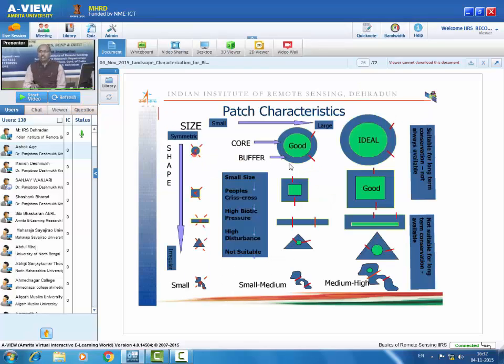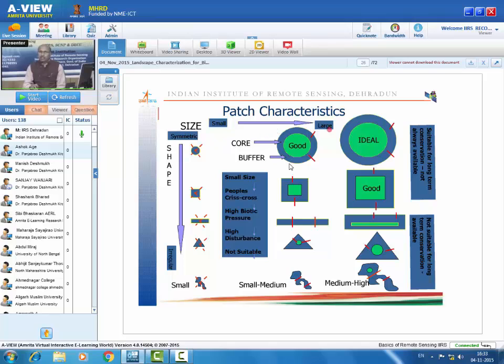This is a diagram which I just wanted to show you here. If you look at this, where the cursor is, there are small patches, maybe circular, square, rectangular, triangular, or irregular. These patches are not considered good for conservation because you see I have shown the cross lines, which indicate maybe 2-3 kilometers people will travel from this side to that side. That will affect the biodiversity.